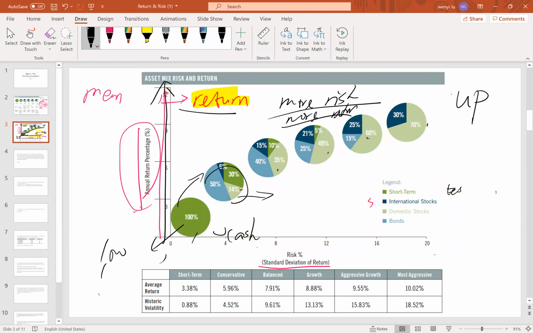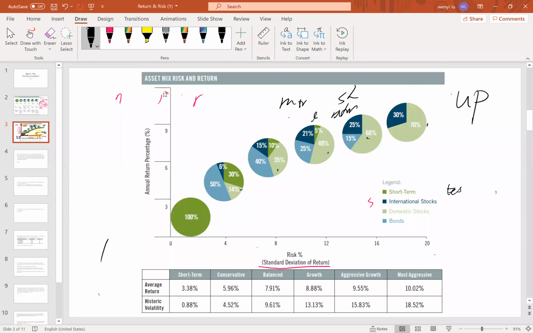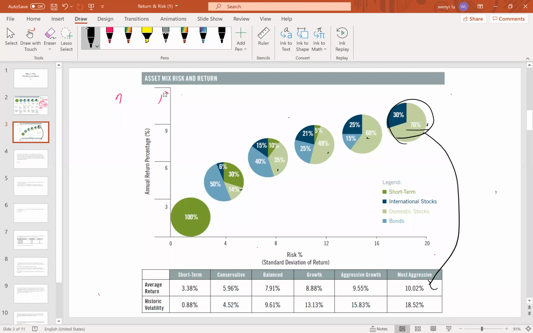You can also match this chart with the numbers below in the table. You can see the return and the risk accordingly. For the most aggressive investment, that means all the money in stock, 70% in domestic stock, 30% in international stock, our return can be realized at 10%, and our risk is about 18%. But for our most conservative investment, the return is only 3.4%, less than half of the most aggressive return, but the risk is also much less.